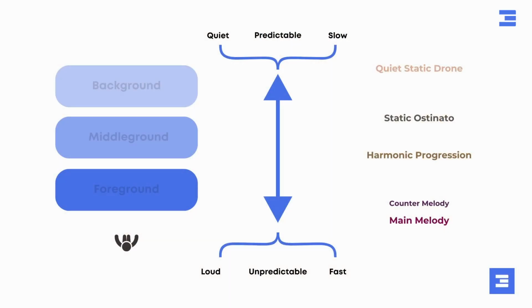But it's also important to understand the role of foreground, middle ground, and background in our compositions and orchestrations, because this is going to also inform our mixing decisions and create a strong focus in our track, because everything can't be the focus all at once.